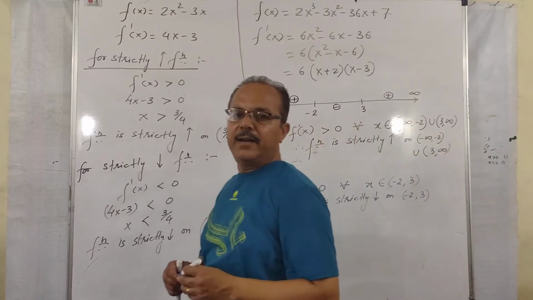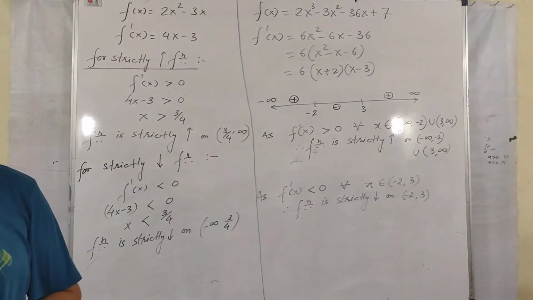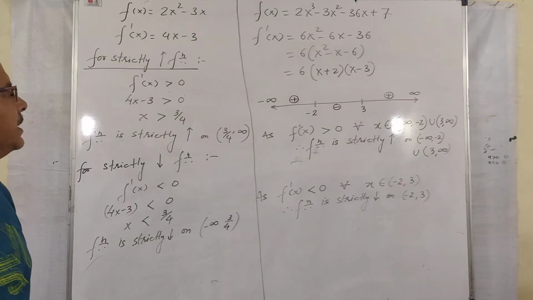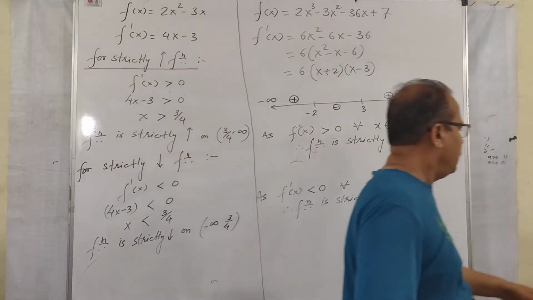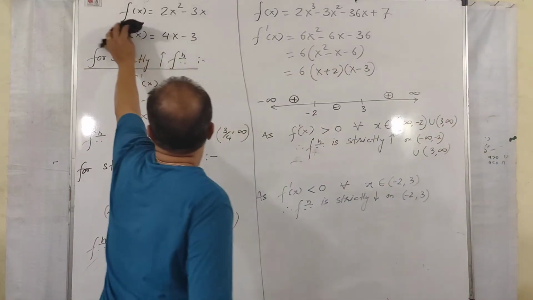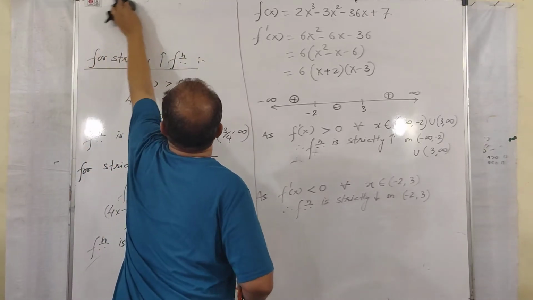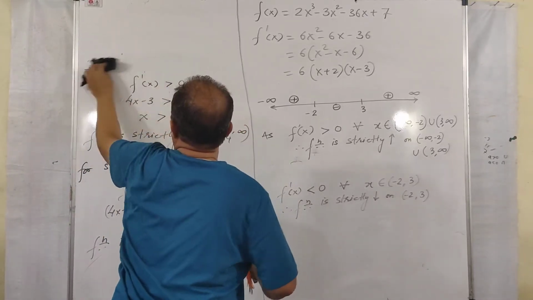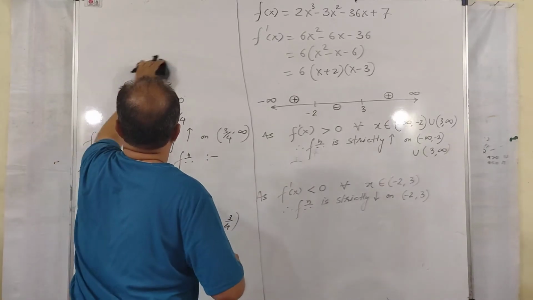So in this way, when a cubic polynomial is with you, you will be solving the questions using this concept. Now let's move on to the next. Here in the next question, number 6, we are having many different parts.